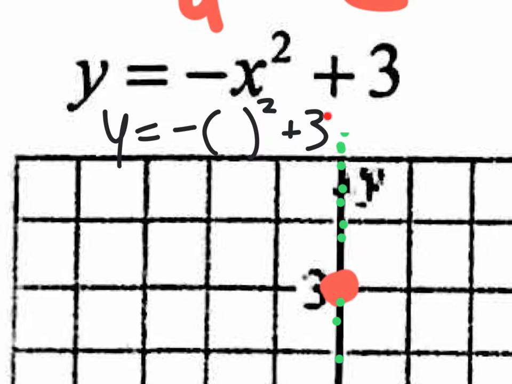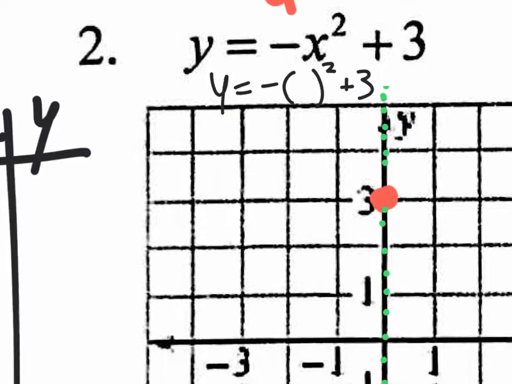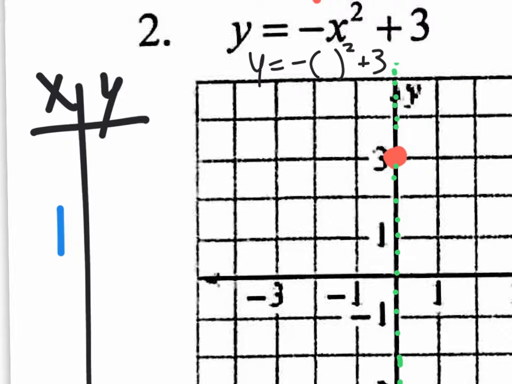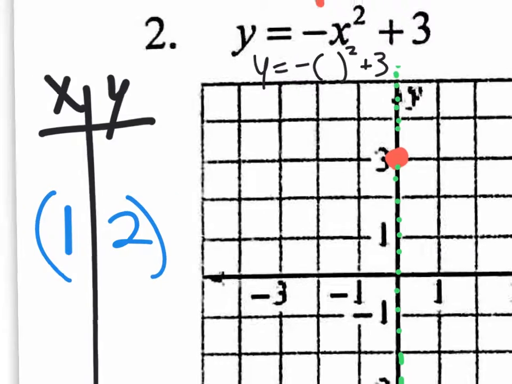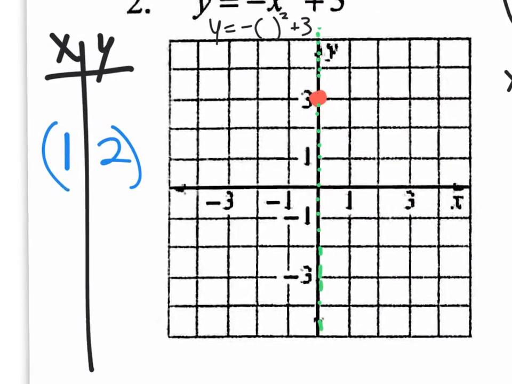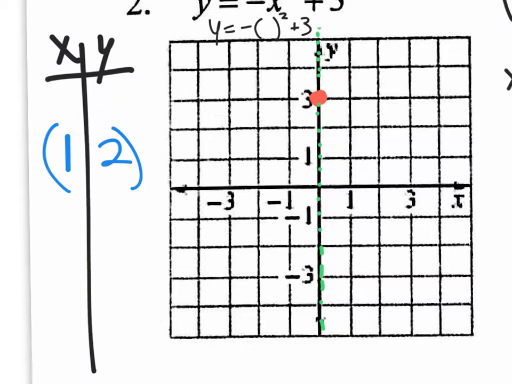And negative 1 plus 3, what's negative 1 plus 3? Positive 2, right? Negative 1 plus 3 is 2. So ladies and gentlemen, we have another coordinate, 1, 2. Let's graph it. 1, 2 is right here. And let's get another point.